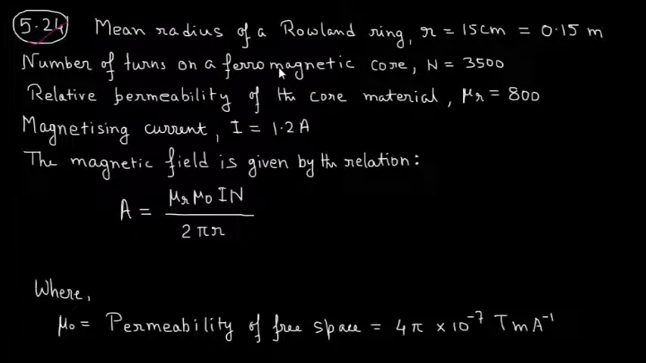The mean radius of the Rowland ring R is equal to 15 centimeter, which is equal to 0.15 meter. The number of turns on the ferromagnetic core N is equal to 3500. The relative permeability of the core material mu R is equal to 800. The magnetizing current I is equal to 1.2 ampere. The magnetic field is given by the relation B is equal to mu R mu naught I N upon 2 pi R, where mu naught is the permeability of free space, whose value is 4 pi multiplied by 10 to the power minus 7 T m A inverse.